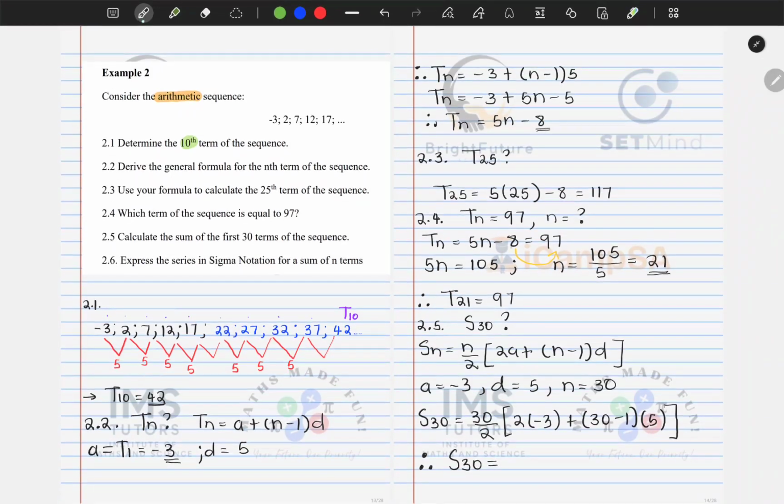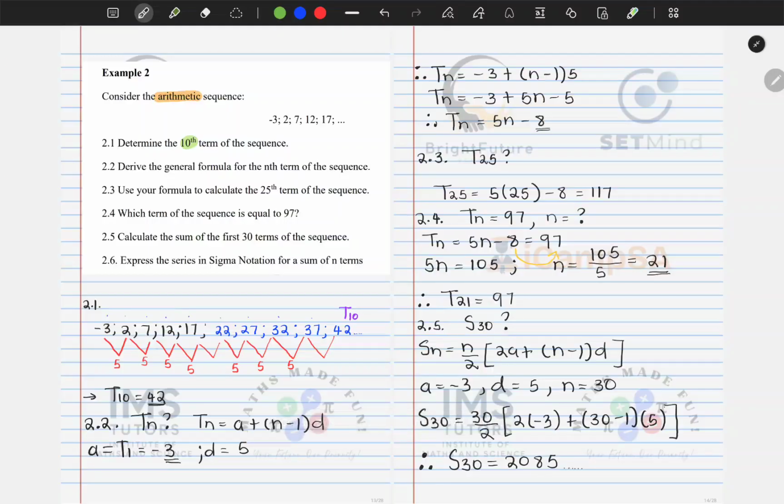So when I go to our calculator, you'll see that the answer we end up finding is 2085. So that is our sum of 30 terms. Do it on your calculator and make sure that you do get the same answer, and correct wherever we do make a mistake.